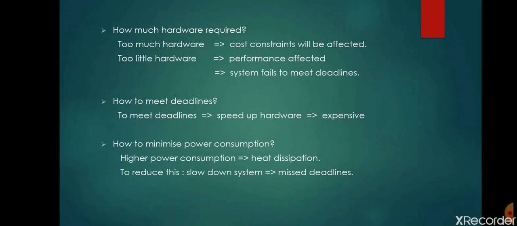Third challenge is how to minimize the power consumption. When the power consumption is very high, the heat dissipation of the system will be very high. It will have a negative impact on the performance. So one way to reduce the power consumption is to run the system slowly. But when we slow down the system, the performance will get affected as we will be missing the deadlines. The time period within which we have to complete will get exceeded when we slow down the system, and the performance will get affected.